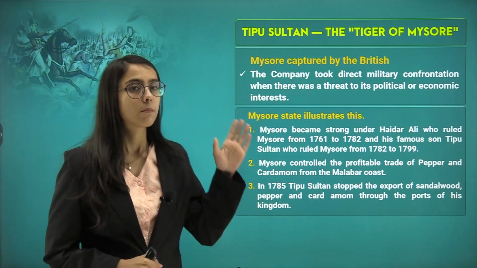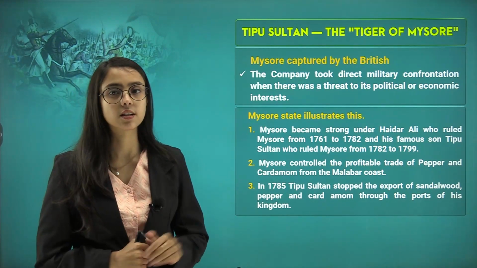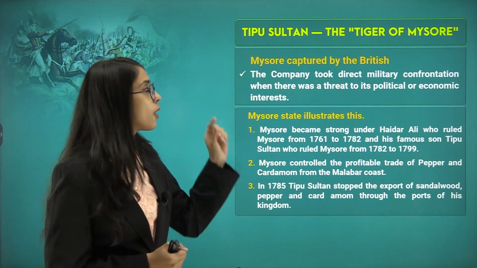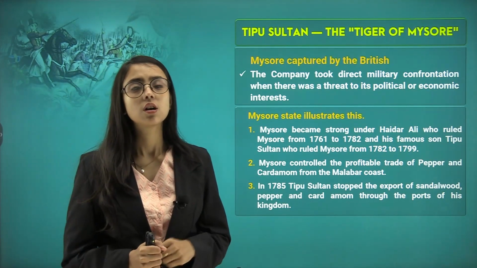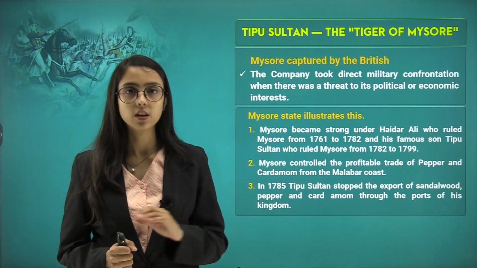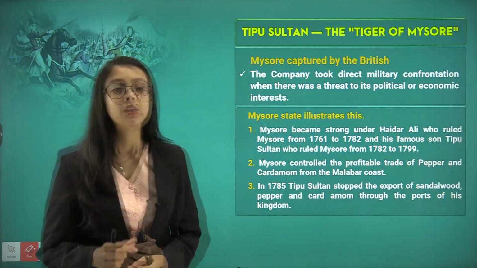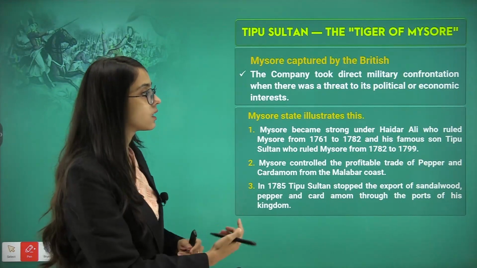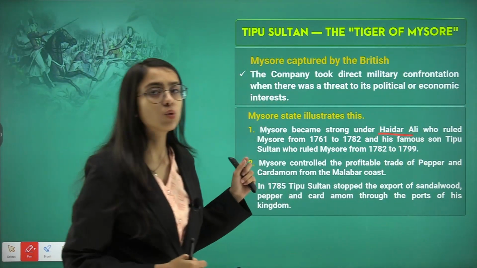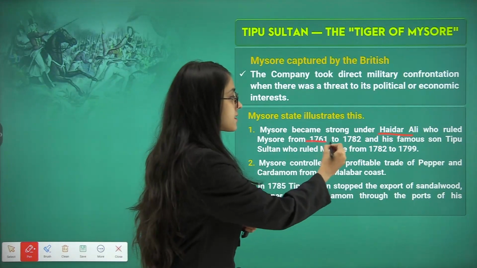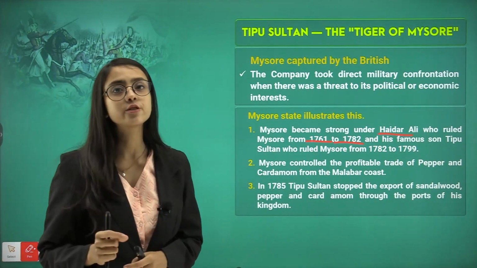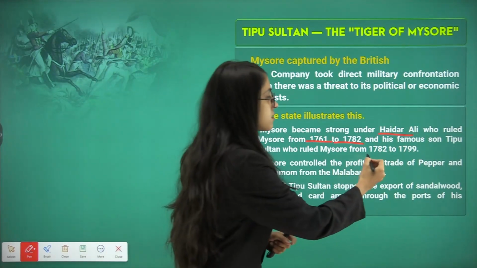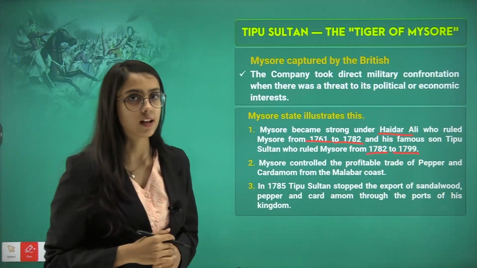Let's have a look. Mysore was captured by the Britishers. The company took direct military control and confrontation when there was a threat to the political and economic interests of the company. So, they captured Mysore. Let's see how Mysore became so strong. Mysore became strong under Hyder Ali, who ruled Mysore between 1761 and 1782, and his famous son Tipu Sultan, who ruled Mysore between 1782 and 1799.